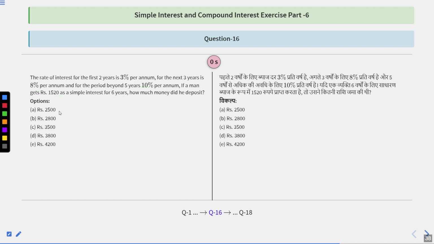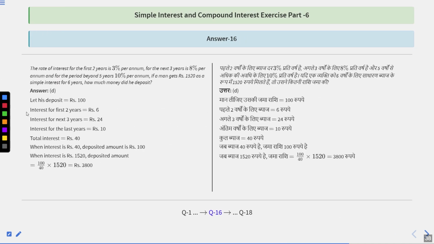Now time's up. Let's see the solution. First, let his deposit be 100 rupees. Interest for the first 2 years at the rate of 3% per annum will be 6. For the next 3 years, it will become 24. Interest for the last year is 10. Clear? So total interest is 40 rupees.